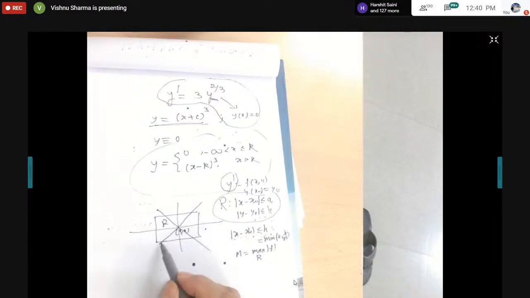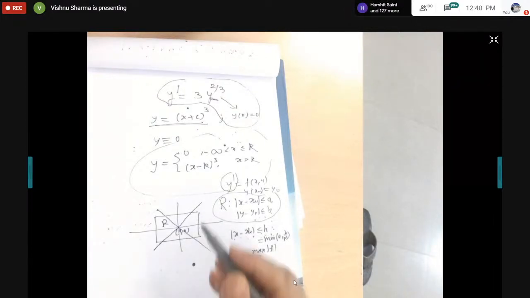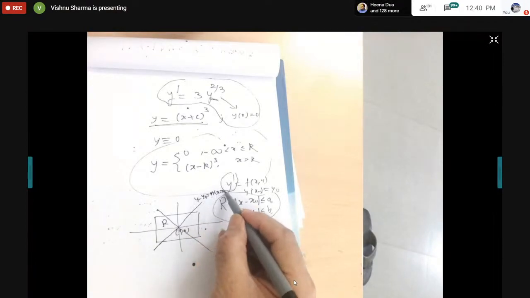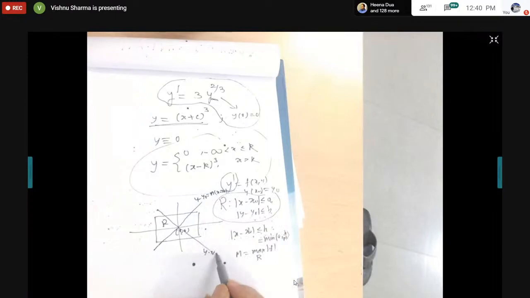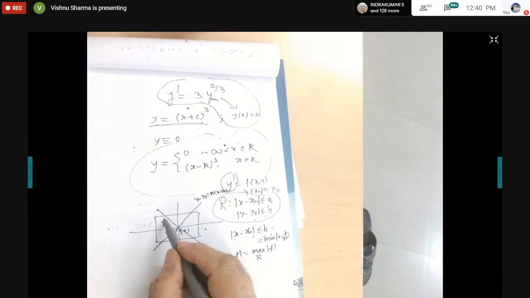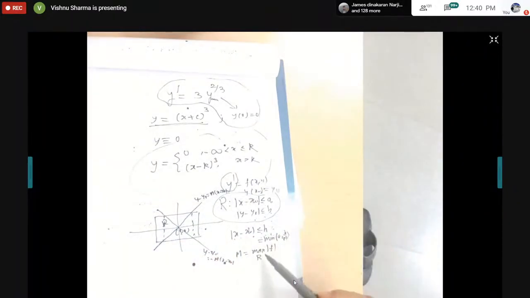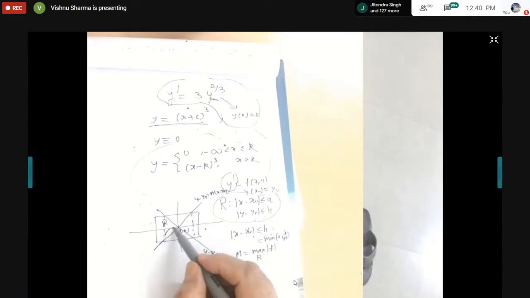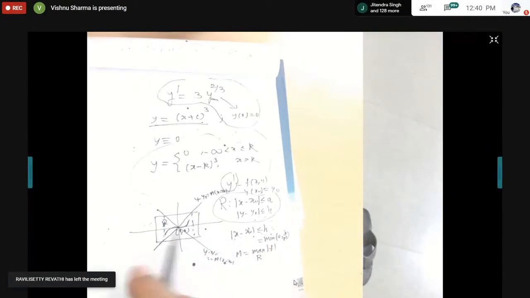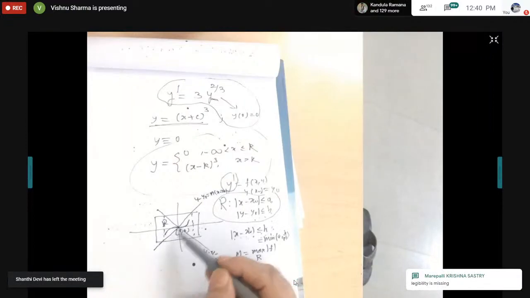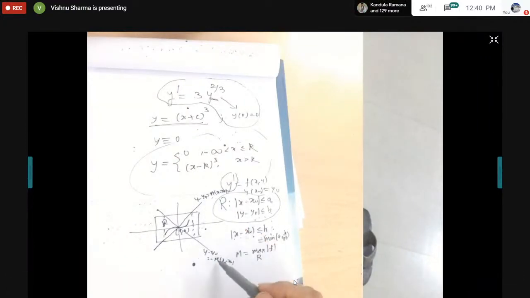So either this is the situation, because this is y minus y naught equal to M into x minus x naught, and this is y minus y naught equal to minus M into x minus x naught. That is, the solution is confined in this region. M is the maximum of f, so the solution has to lie in this region. It should be confined between these two lines of slope M and minus M. This is the whole idea.